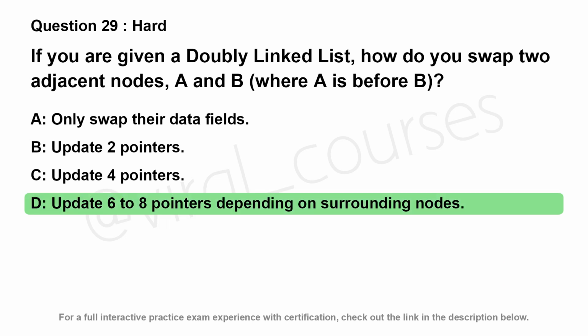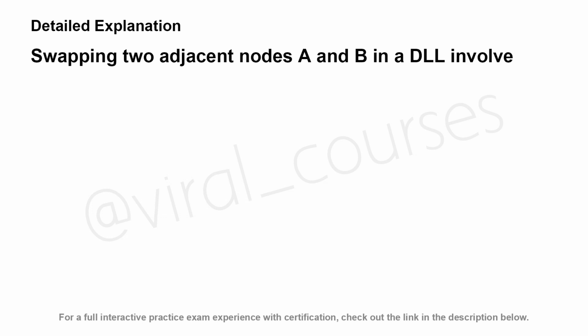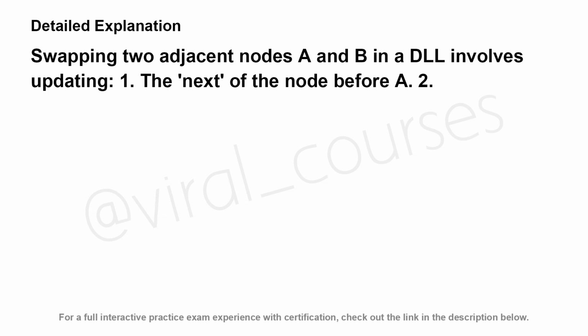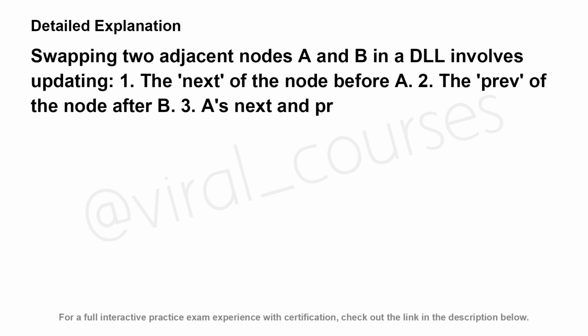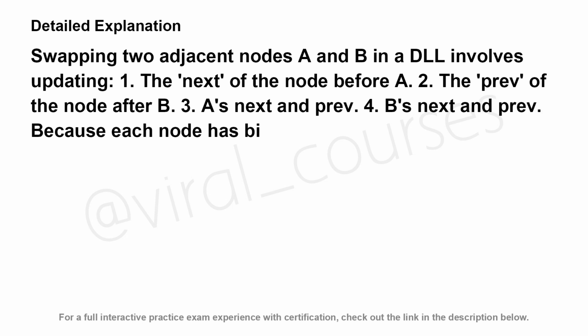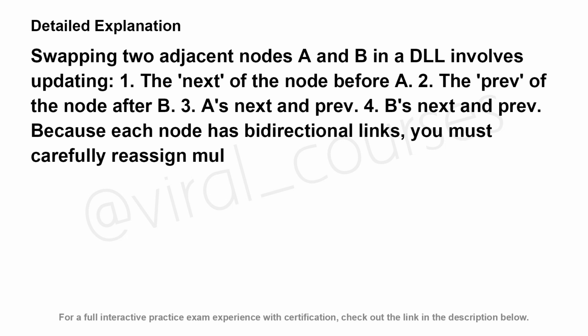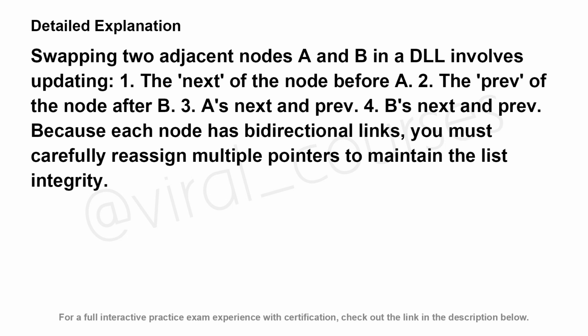The correct answer is D. Swapping two adjacent nodes A and B in a DLL involves updating 1. The next of the node before A. 2. The previous of the node after B. 3. A's next and previous. 4. B's next and previous. Because each node has bidirectional links, you must carefully reassign multiple pointers to maintain the list integrity.